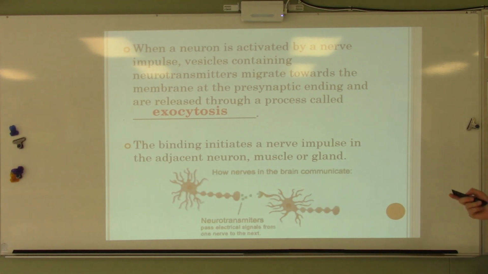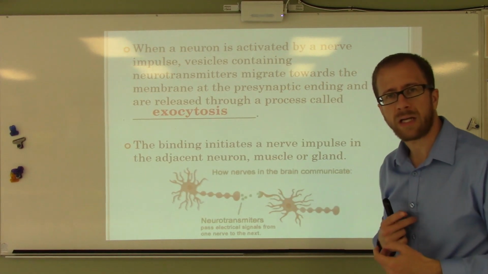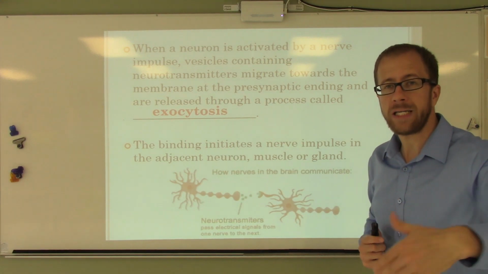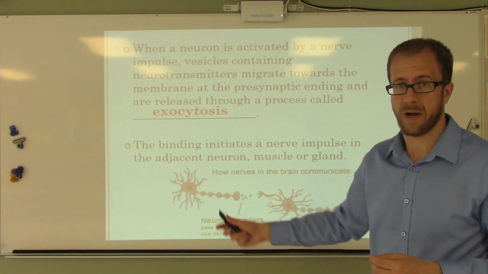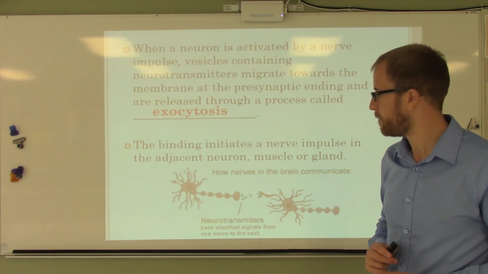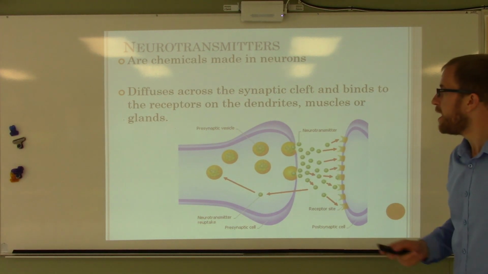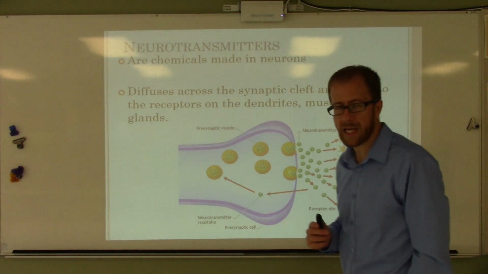Now, this neurotransmitter, as it diffuses across the synaptic cleft and binds to those receptors, that will cause the adjacent neuron or muscle fiber to fire, right, to have that action potential. So neurotransmitters are chemicals that are made in neurons, and they diffuse across the synaptic cleft and bind to the receptors on dendrites, muscles, or glands.